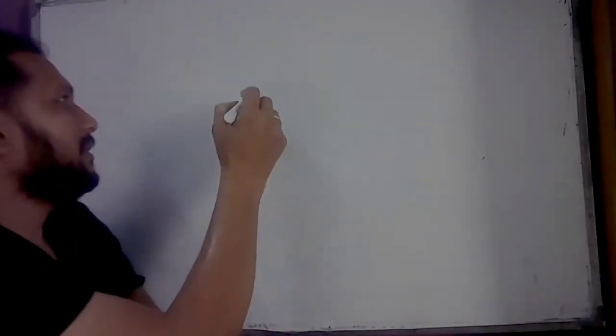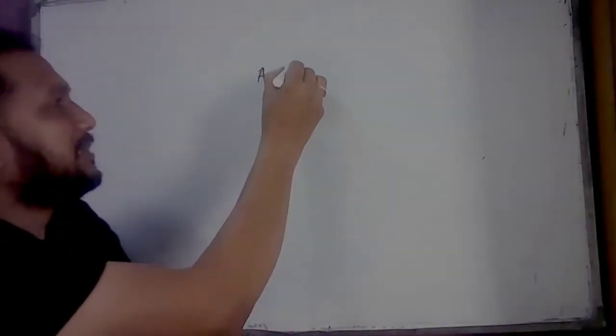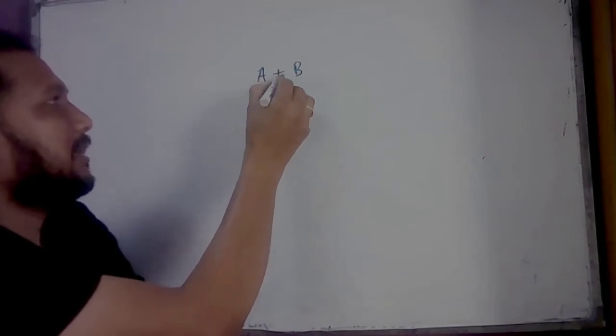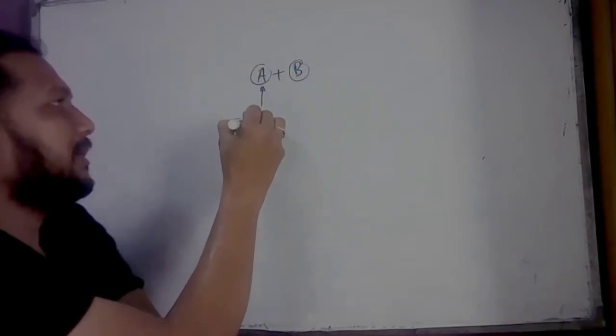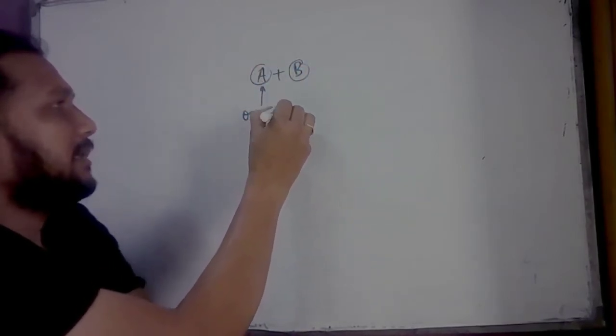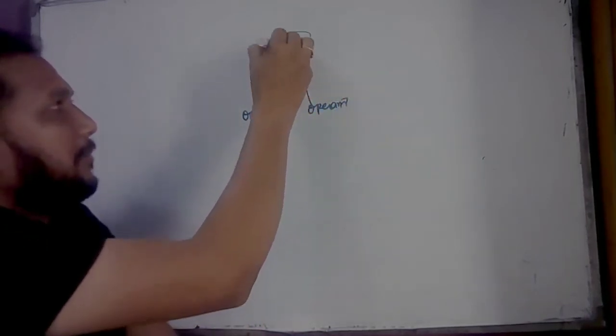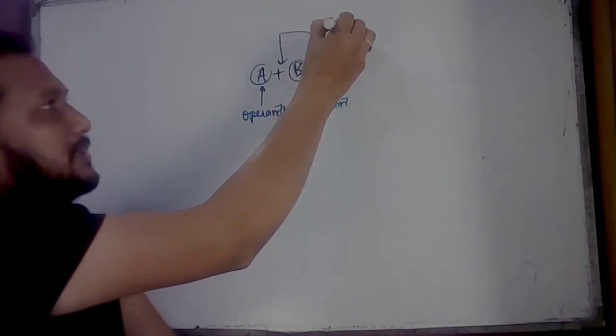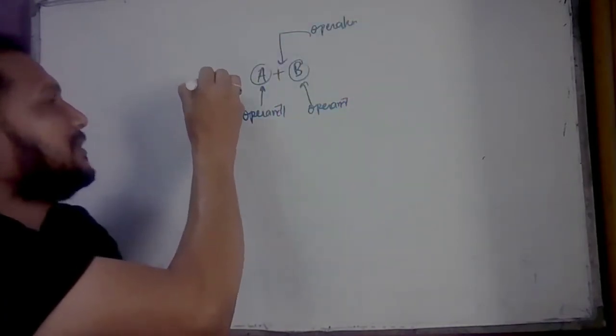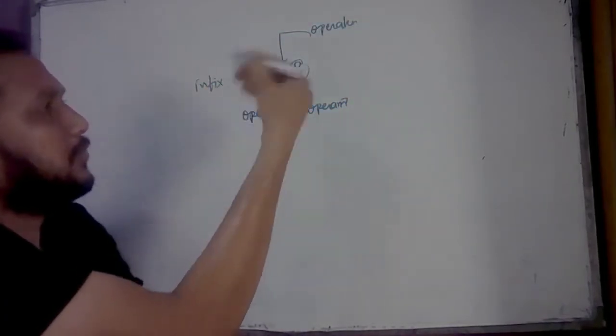We know infix means the operator is placed in between two operands. This is operand 1 and this is operand 2, and this is the operator. So this is the infix expression. We need to convert it to postfix.